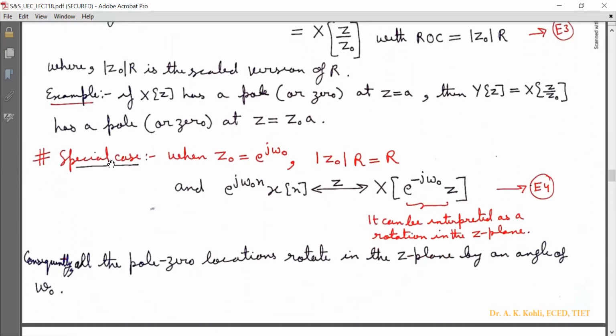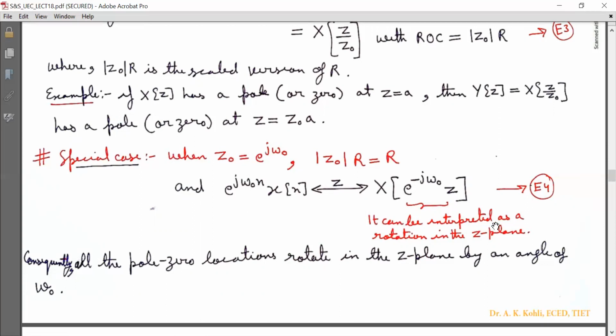Now we will talk about the special case when z naught is equal to e raised to power j omega naught. Now magnitude z naught R will be equal to capital R. Look at this, because magnitude z naught is equal to 1. So magnitude z naught R is equal to R. And e raised to power j omega naught n x[n] will have Z transform capital X(e raised to power minus j omega naught z).